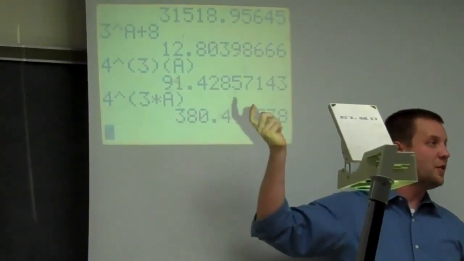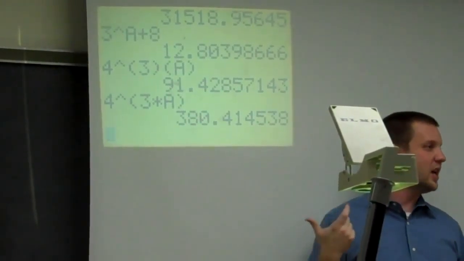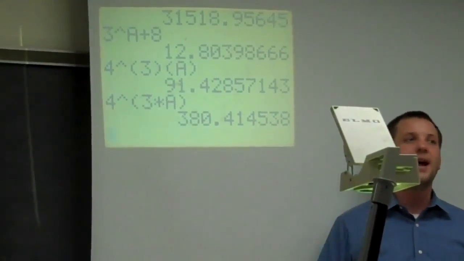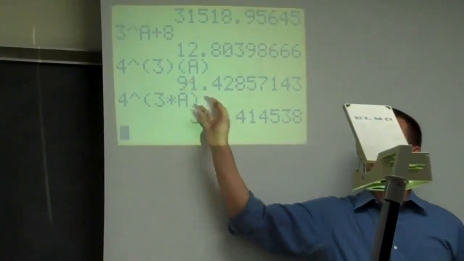So even if it's multiplication, it's any operation inside of an exponent: add, subtract, multiply, divide, whatever. Make sure you put that exponent in parentheses.